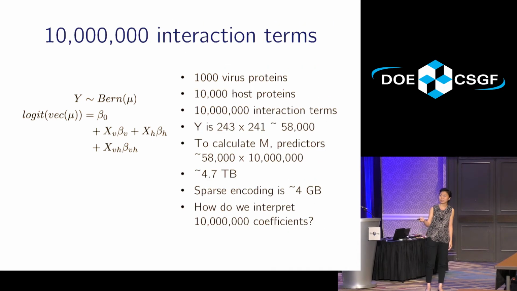And the problem with this, though, is that we have 1,000 virus proteins and 10,000 host proteins. And so that means that we have 10 million putative interaction terms. And since our matrix is 243 by 241, we end up with like 58,000 observations. And so that's a 58,000 by 10 million matrix, which is a lot. The problem is, even if we could compute on this, how are we going to interpret 10 million coefficients? That's like pretty uninterpretable. So how do we tackle this?